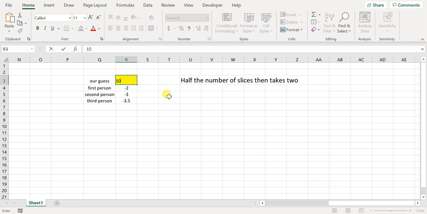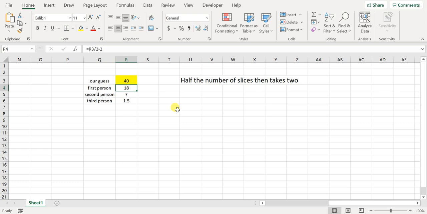And let's have a guess of 100. There's 100 slices. After the first person has half and takes 2, goes down to 48, second person 22, third person 9. That's too high. We're supposed to end up with 0 slices left. So we can just keep guessing until we get to the number required.